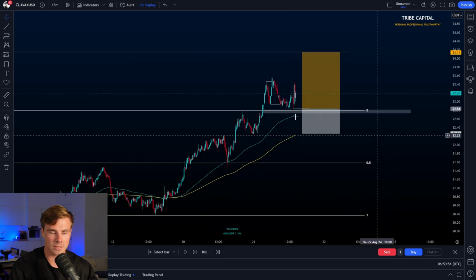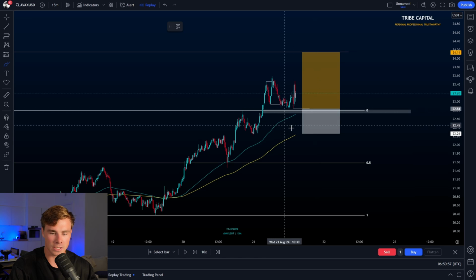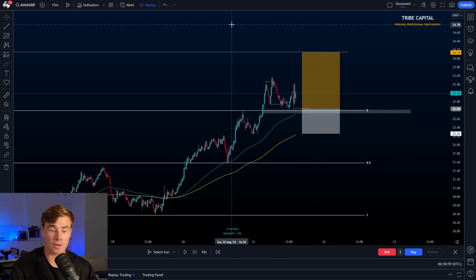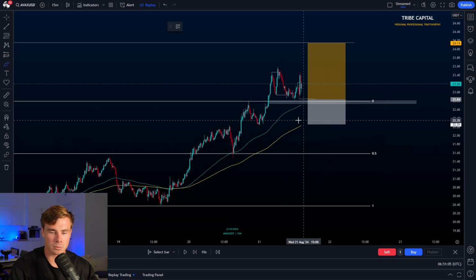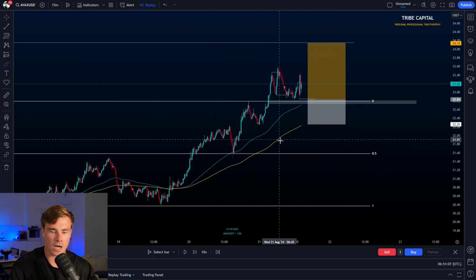Because when I switch on these EMAs, the 100 EMA and the 200 EMA on a 15-minute time frame, which are both very important, we can see that they were both beautifully aligning with our POI, and that the 200 EMA was providing a clean invalidation for our stop loss.